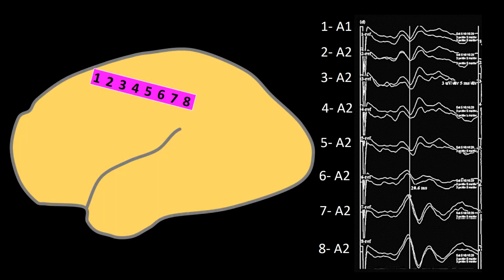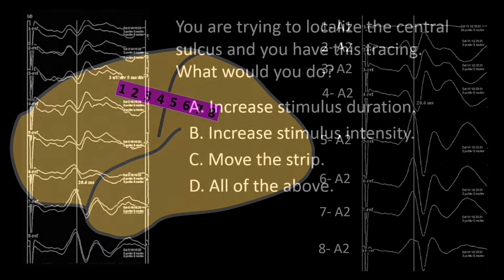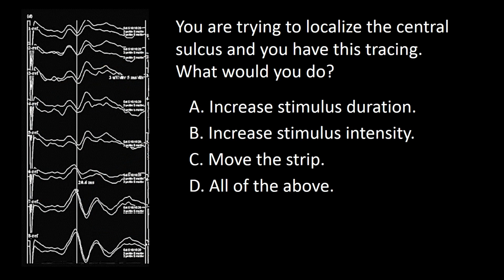In the presence of such a confusing picture, the best approach is to move the strip in the direction of the tallest potential, as I have done in this montage. Now the location of the central sulcus can be determined with precision by noticing the phase reversal between the fourth and the fifth derivations. So the answer to this question is C.